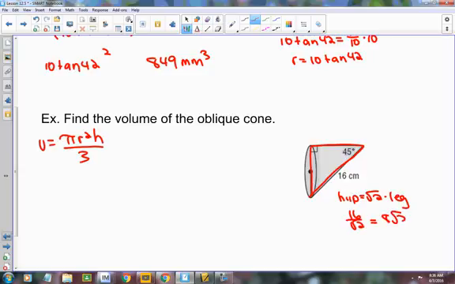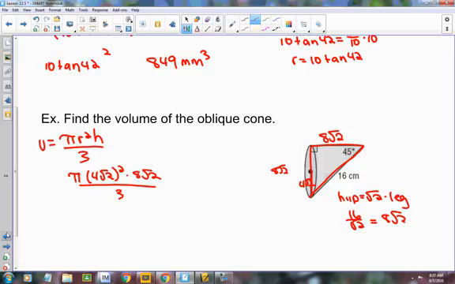8 radical 2, right? Multiply the top and the bottom by radical 2. Remember, it's always half the hypotenuse times radical 2. So my height here is 8 radical 2. My diameter is 8 radical 2. What does that make my radius? 4 radical 2. Okay, so I'm going to come over here and do pi times 4 radical 2 squared times 8 radical 2 divided by 3.